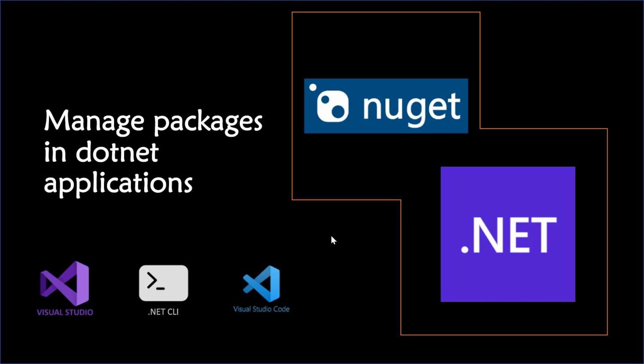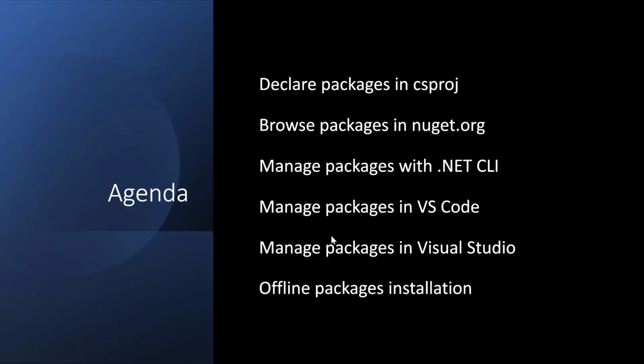Alright, what is a .NET package actually? It's just like an NPM package or a Python package or a Ruby gem. So a package is like external code which you can link to your project so that you don't need to duplicate work which is already done in the community. So let's talk about these things.